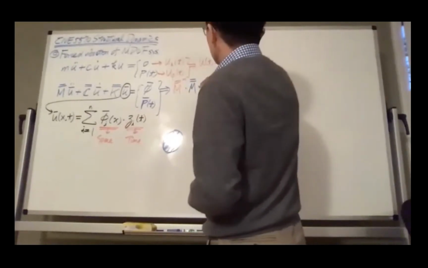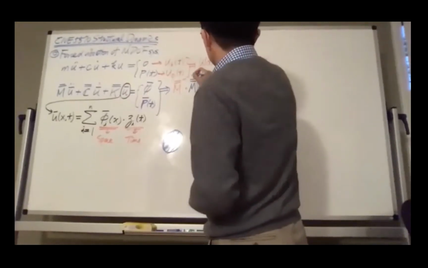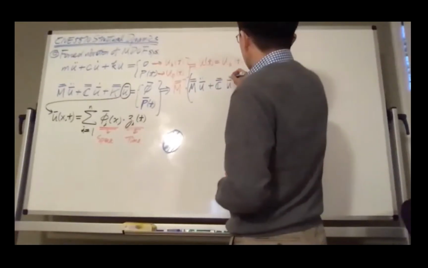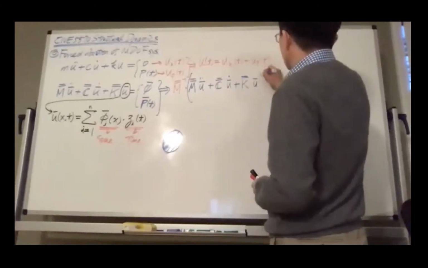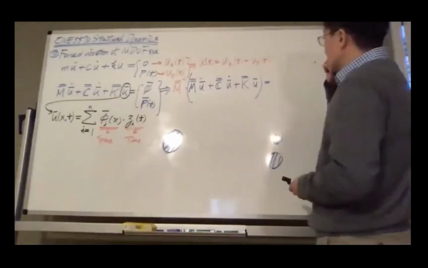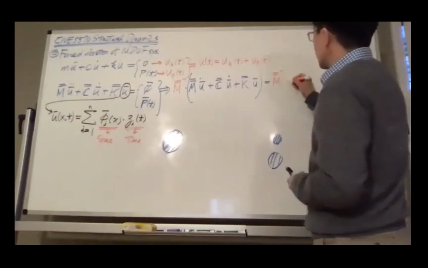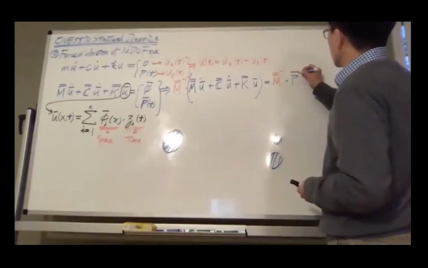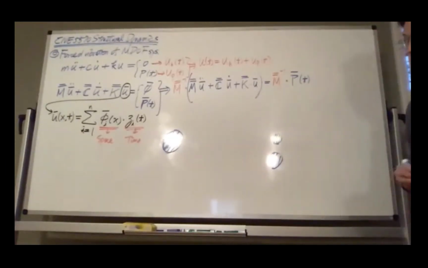So here, the first one is still mass matrix times acceleration vector. The second one is still damping matrix times velocity vector. The third term is still stiffness matrix times displacement vector. This will equal, on the right hand side of the equation, the inverse of mass matrix times your forcing vector, which is like this.